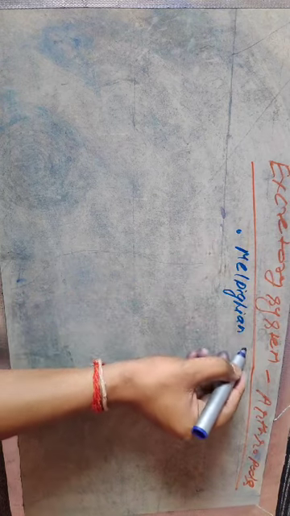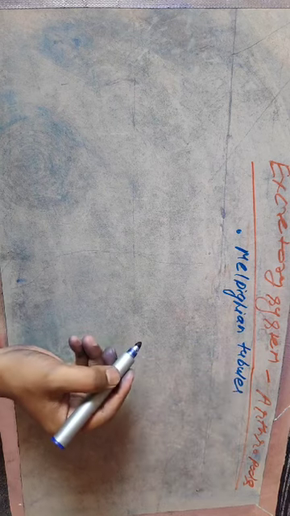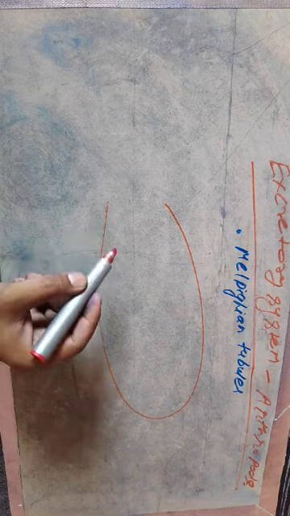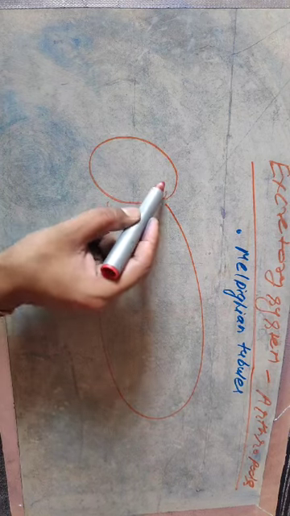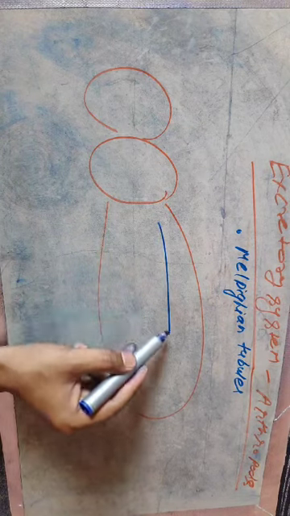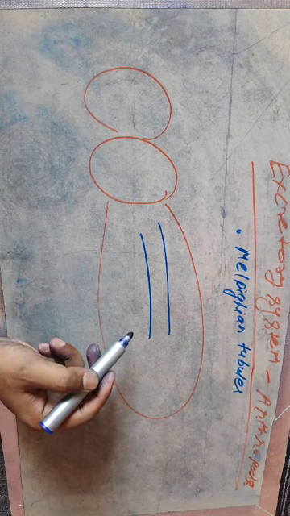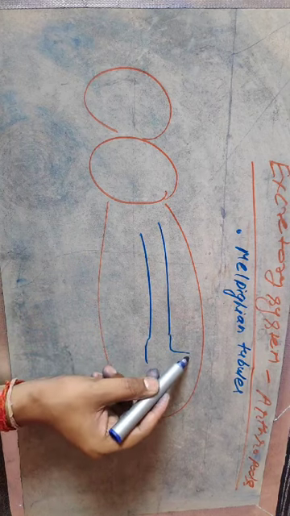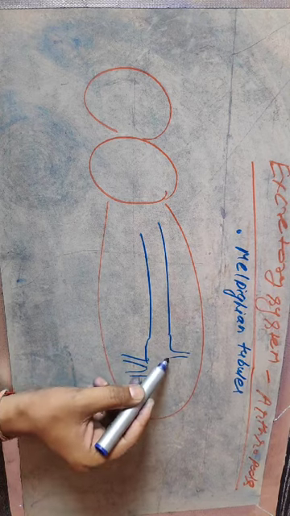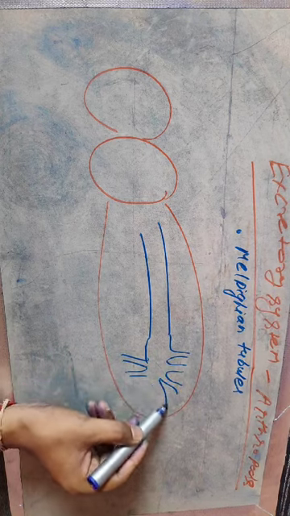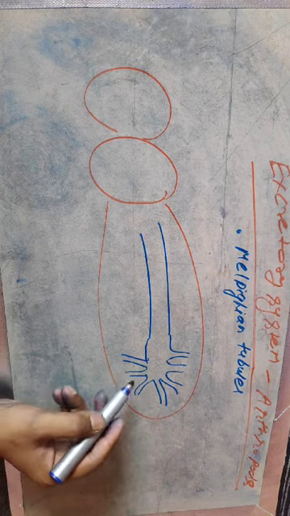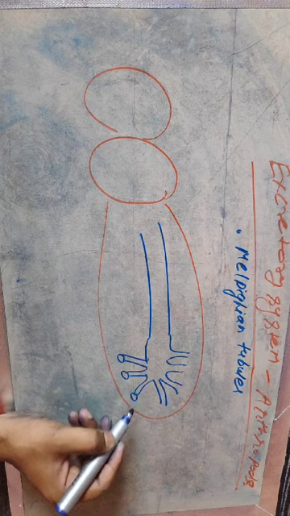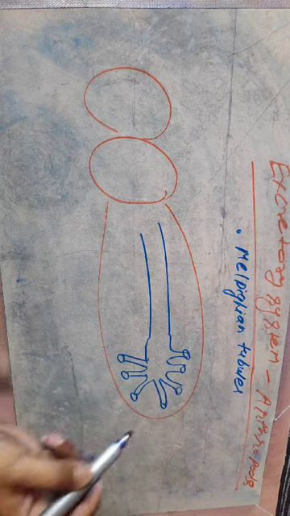Malpighian tubules are also known as Malpighian tubes or Malpighian body. What is the structure of the Malpighian body? Suppose this is the abdomen region of an arthropod, and before the abdomen are the thorax and head. Inside the abdomen region there is the gut system: the foregut, midgut, and hindgut. At the hindgut region, many tube-like structures appear. You can count them, but their numbers vary in different arthropods.